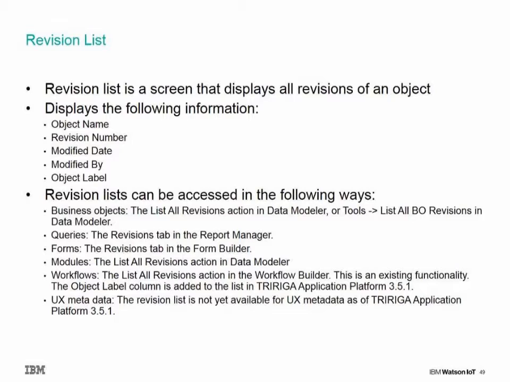This is existing functionality. The object label column has been added to this existing revision list, and that was added in TRIRIGA Application Platform 3.5.1. And then for UX metadata, the revision list is not yet available as of TRIRIGA Application Platform 3.5.1.